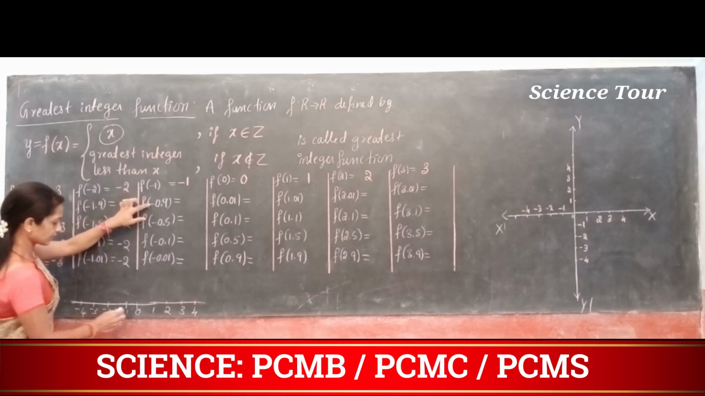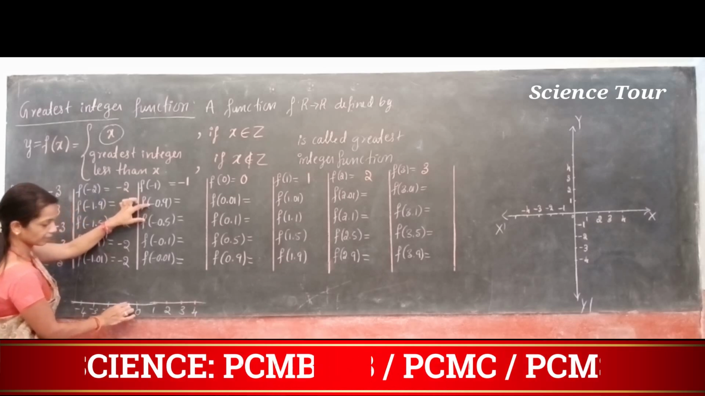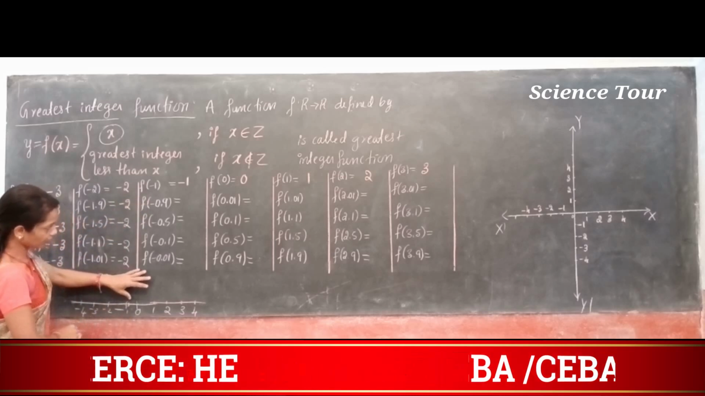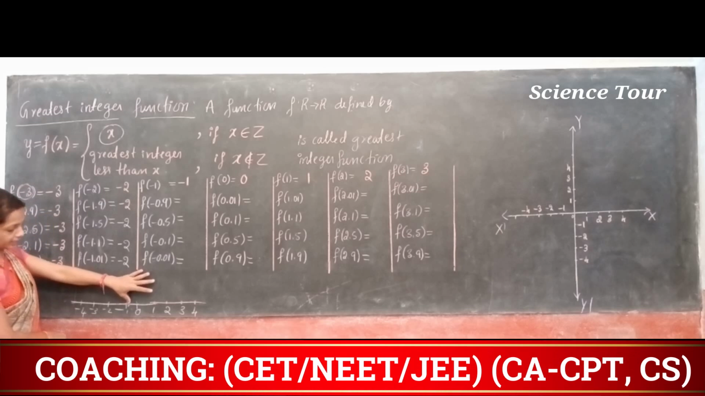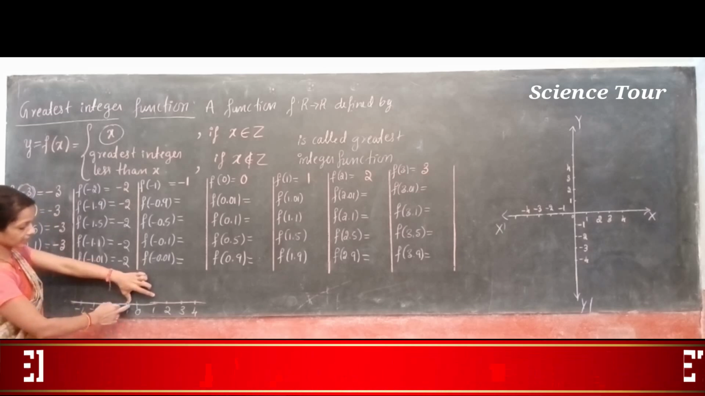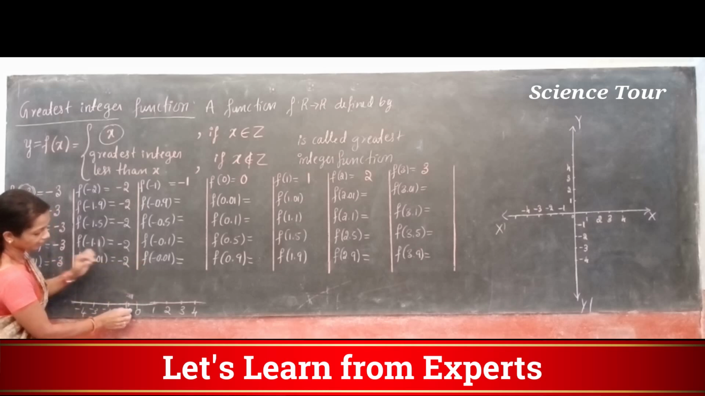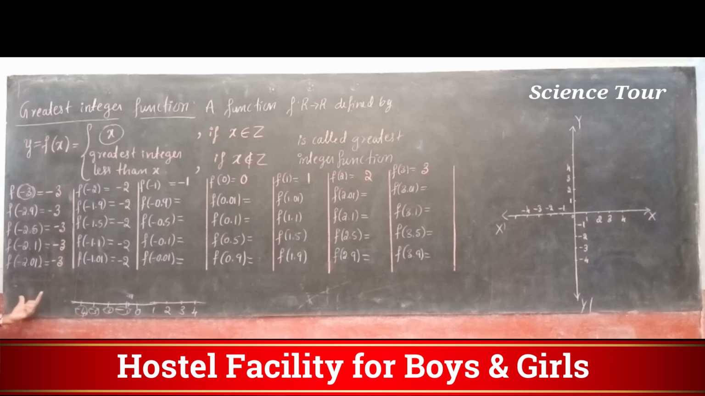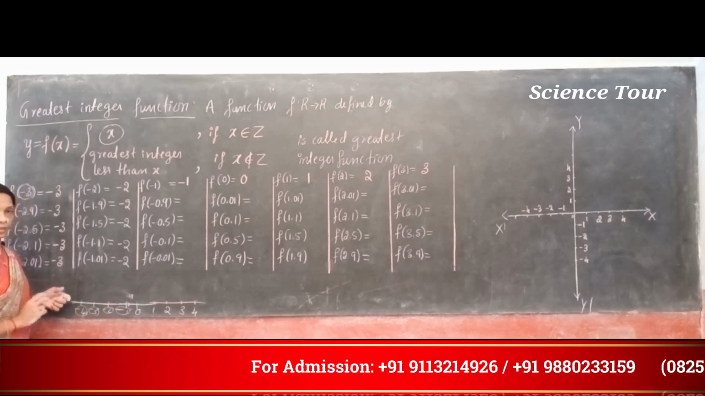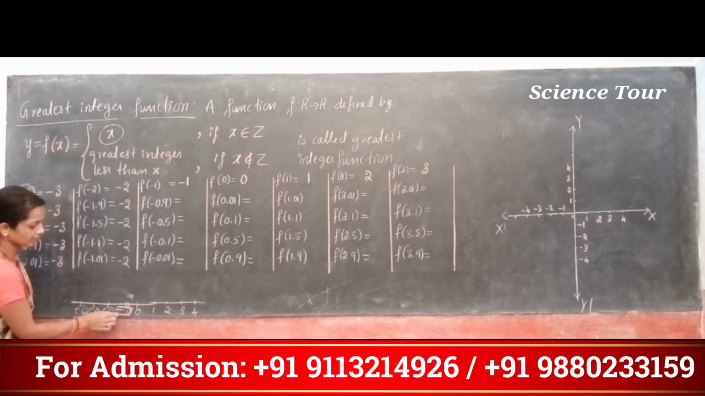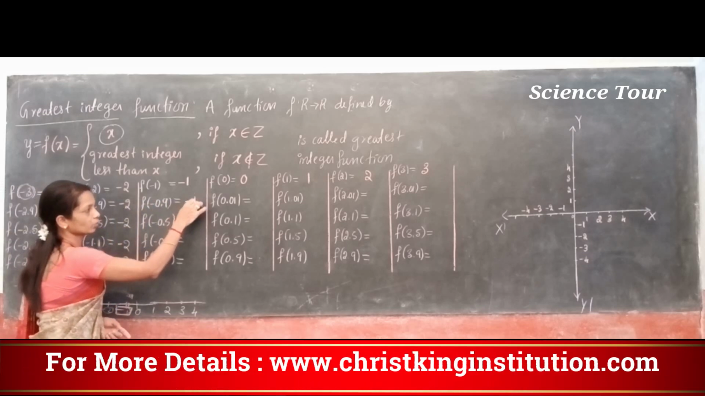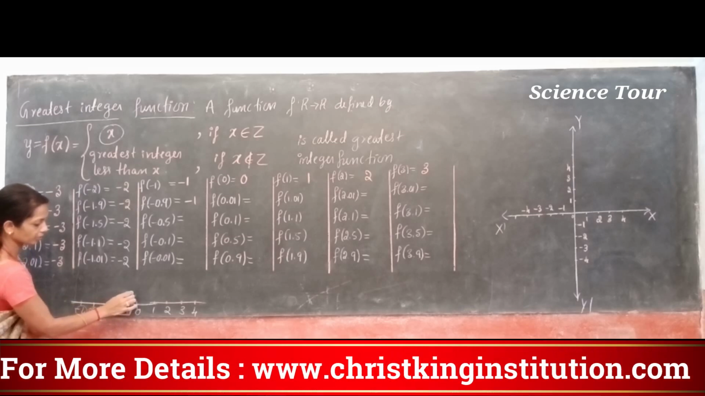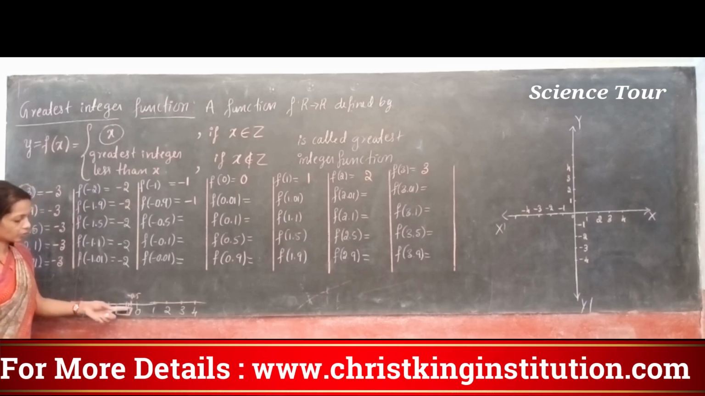Where is the minus 0.9? That comes somewhere here. Okay, minus 0.9. And if you take minus 0.9, then integers which are less than minus 0.9 are minus 1, minus 2, minus 3, minus 4, minus 5, minus 6, etc. In these integers, which is the greatest one? Greatest one is minus 1. So answer for this is what? Minus 1.